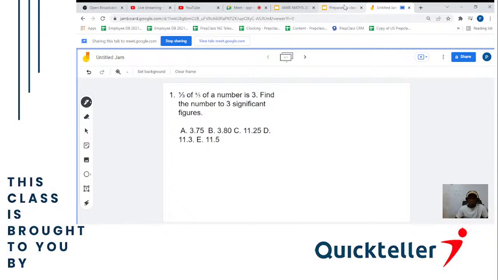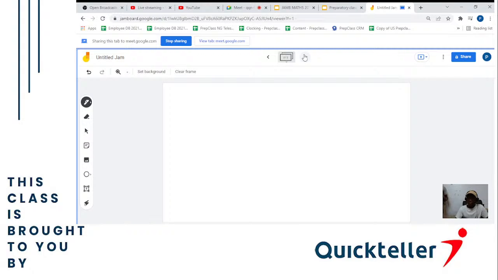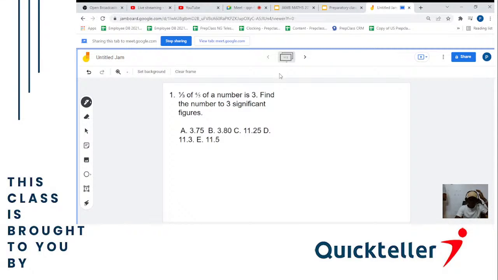Okay, so we have a question here which we're going to be solving. The question: 1 over 3 of 4 over 5 of a number is 3. Find the number to 3 significant figures.